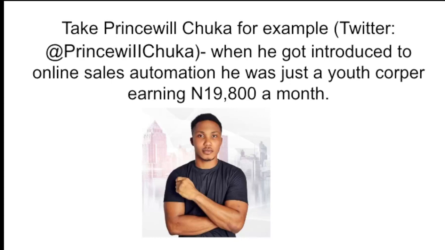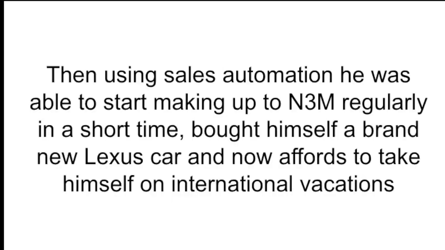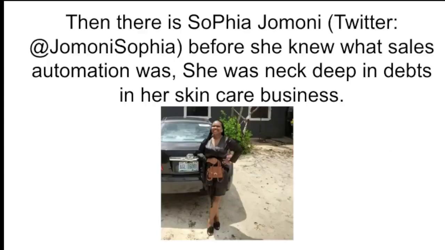When he got introduced to online sales automation, he was just a youth corper earning 19,800 a month. Then using sales automation, he was able to start making up to 3 million regularly in a short time. He bought himself a brand new Lexus car and can now afford to take himself on international vacations. Then there is Sophia Jomoni.